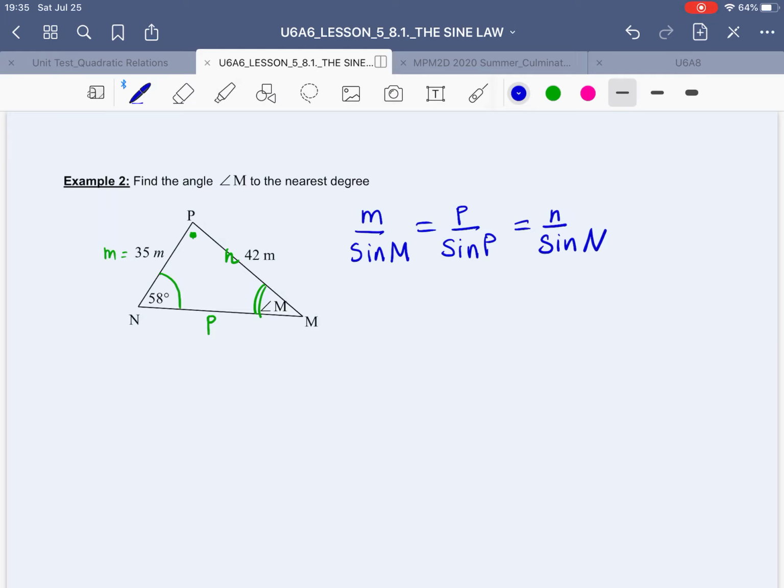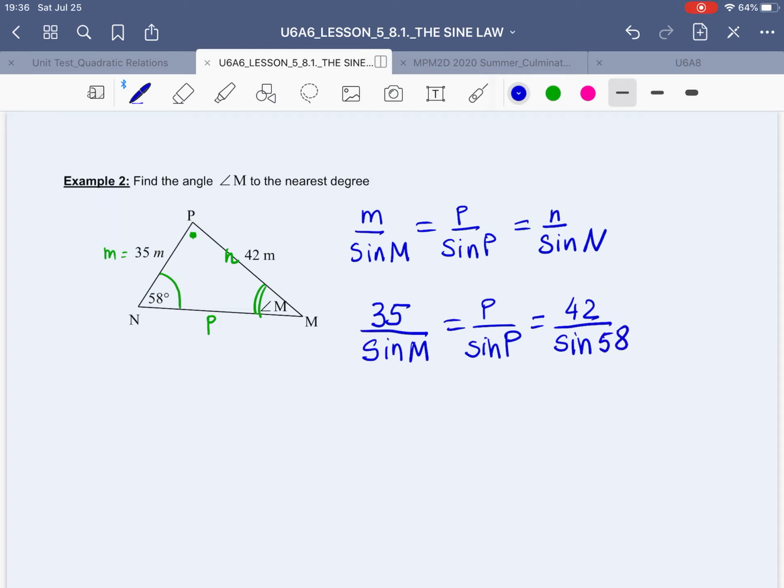Next step, substitute all the information given, and I have the length of m, 35. The angle m is unknown, so I'll write sine of m. The side p is also unknown, and angle p is also unknown, so I'll write sine p. The last one is side n. Side n is 42 over the sine of angle n, and angle n is 58.